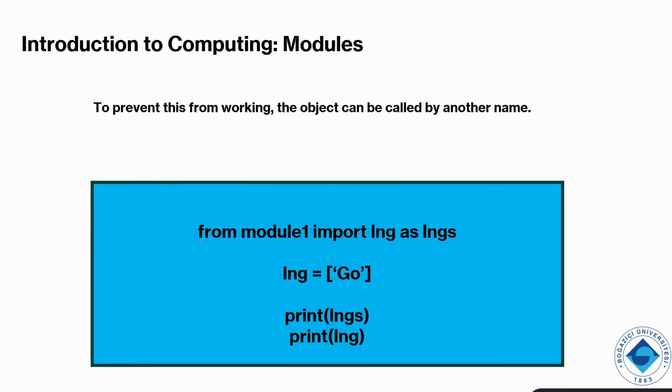To be able to avoid this kind of name conflict, the object can be called by another name. It means, again, we are writing from module1 import, and I say, okay, the language list inside my module1, change it to lengths with S. So again, if I define one more language list here, and if I print lengths, it's gonna take it from my module, and print language, it will come from here. It is Go, right? That one is again Java, C++, Python.